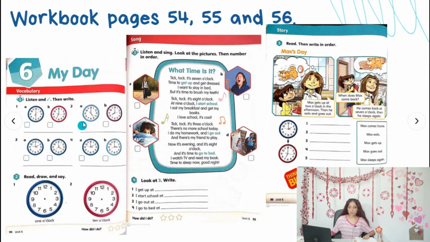Remember that you just need to check this one or this one, and also write the hour. It's 5 o'clock. You are going to write what you heard. So activity 2 says read, draw, and say. So it says 1 o'clock. Okay, very good. So 1 o'clock, you are going to draw the hands of the clock.